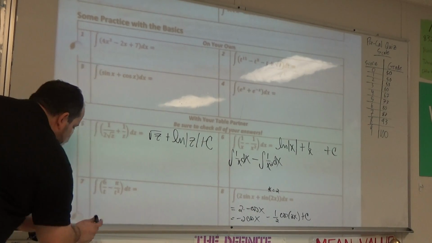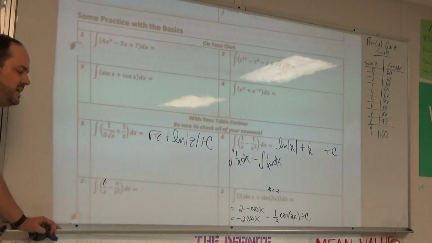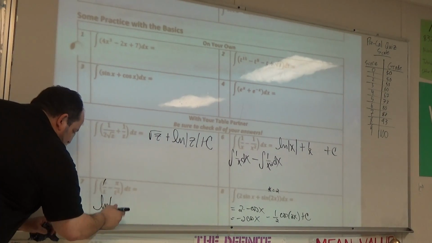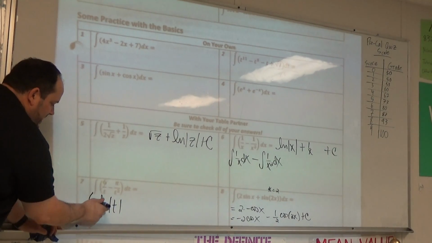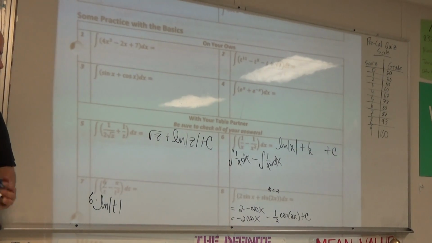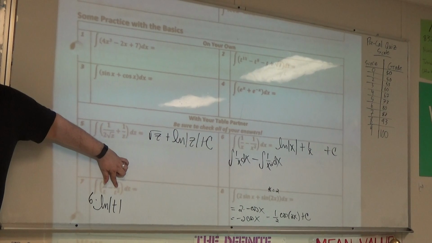Number 12. The antiderivative of 6 over t, well imagine for a second if it was 1 over t. You would say natural log absolute value of t. Well, if I have 6 times that, it's going to be 6 times the natural log of t. Let's do the same thing with the pi. We're going to be sort of flexible with our constants here.